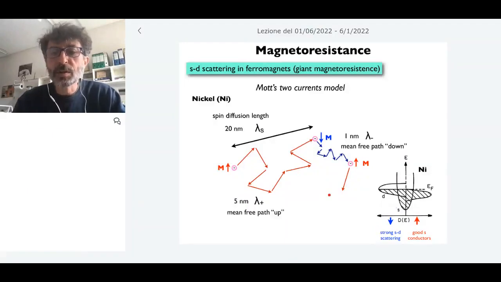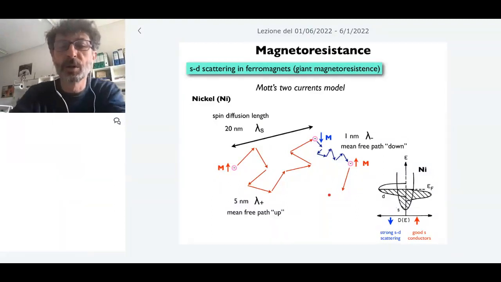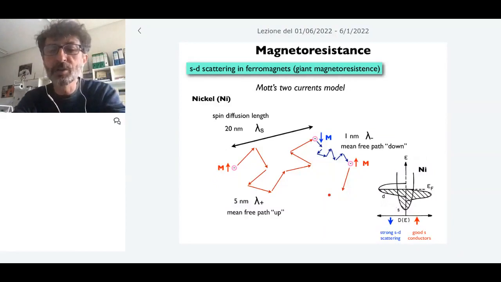Here the Mott model still applies. If you measure the spin diffusion length for nickel, it is much smaller than for copper, but still much larger than both mean free paths for up and down. So again, you are allowed to consider the up and down bands as independent. So it's an electrical parallel, but the conductivity of the up electrons is much larger, whereas the down electrons continuously scatter. The mean free path is extremely small. So they need to reverse the spin again in order to contribute to the conduction of electricity.